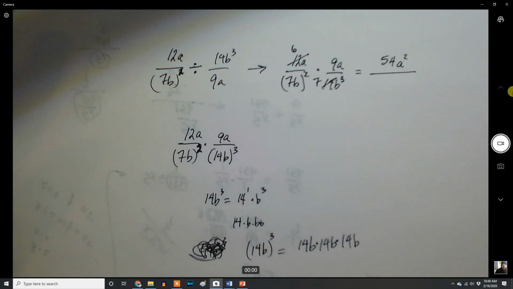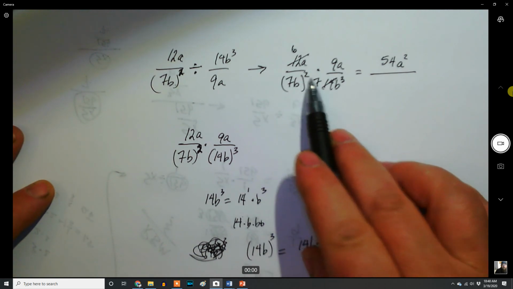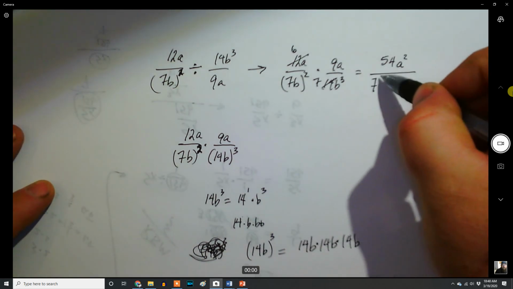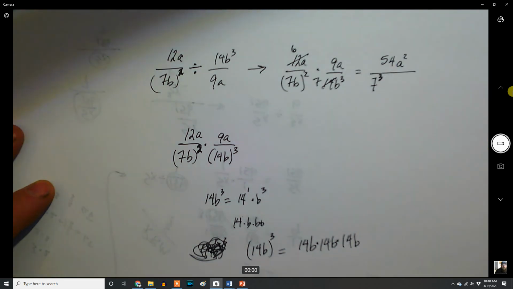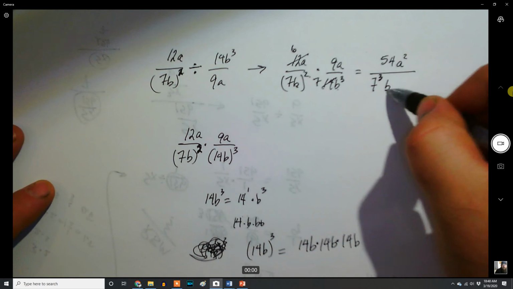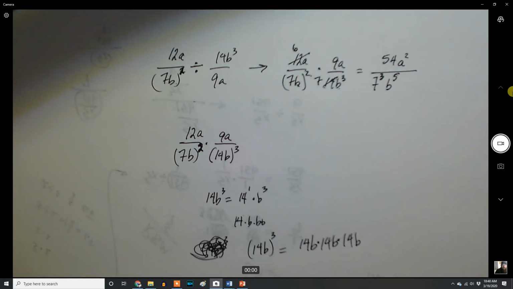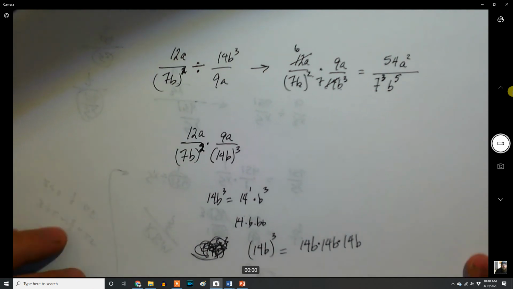All right, so anyway, let's get back to this one right here. We've got 7 squared times 7. Well, that's 7 cubed. And we've got b squared times b cubed, which is b to the 5th. And there we go.